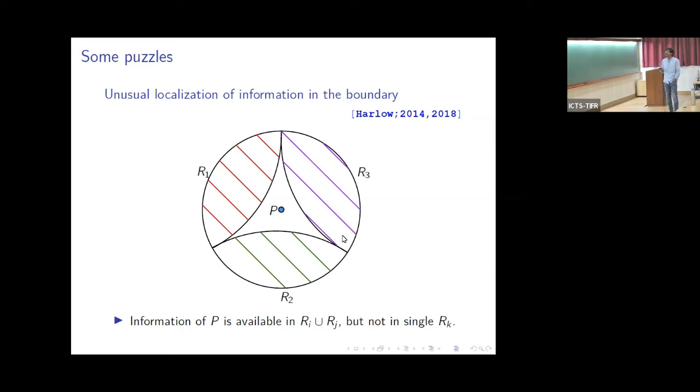But R1 by itself does not have any information about P, and it goes around in a circular way: any two of them together have the information about P, but individually they do not. So this is unusual. If subregion duality is true, then somehow this problem comes up, and we don't have any sharp answer to it now.